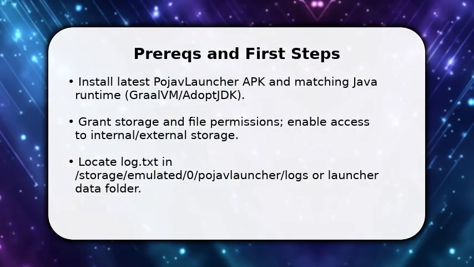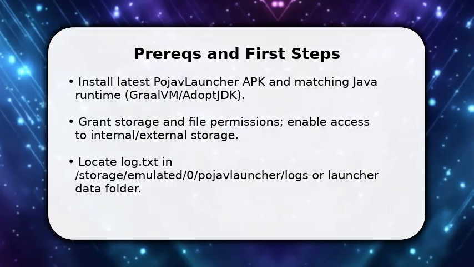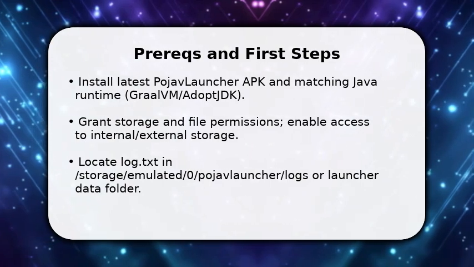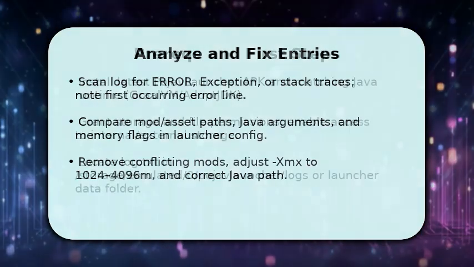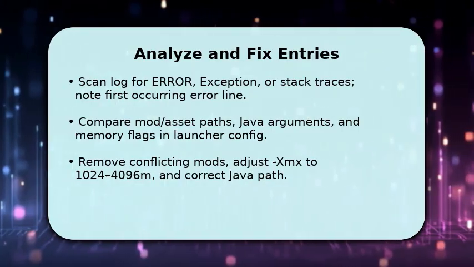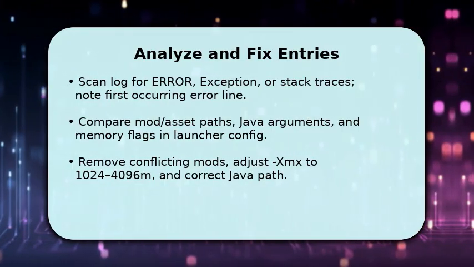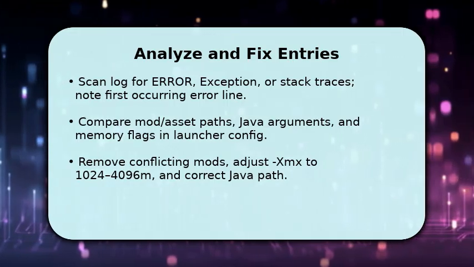Make sure file timestamps match your failing launch attempt so you read the latest entries rather than an old log. You now read the log top to bottom, focusing on the first error or exception because the root cause often appears early. Once found, correlate that message with your JVM args, mods, or asset loading paths listed nearby.